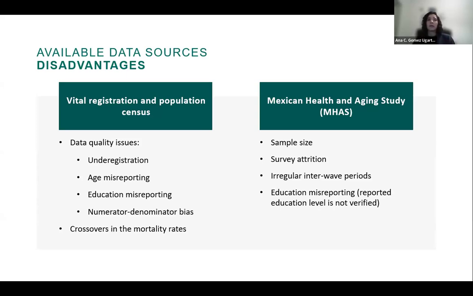We also have irregular interwave periods. There is the big gap between 2001 and 2012, where no sample was added in between. This is detrimental for us to have mortality estimates over time. Plus, we can also have education misreporting, since interviewers do not verify the education level. They are better trained, so we can assume that the data is better, but still there's a possibility.